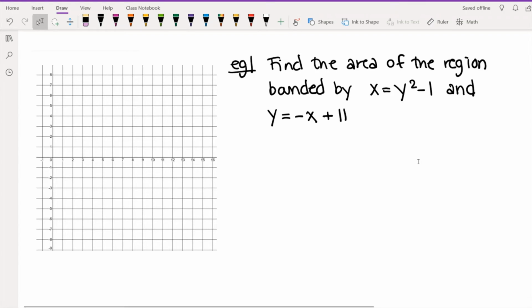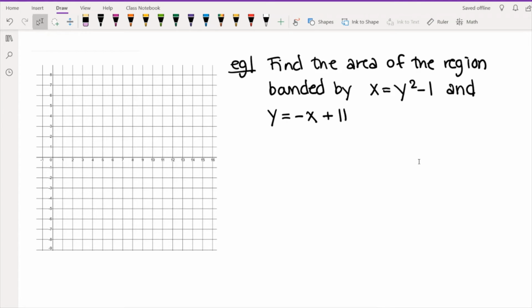Okay, so what's different about this? Well, notice that the first equation that we have is x is equal to y squared minus 1. And usually when we're graphing parabolas, they're of the form y is equal to x squared, not x is equal to y squared. So this is actually a sideways parabola.